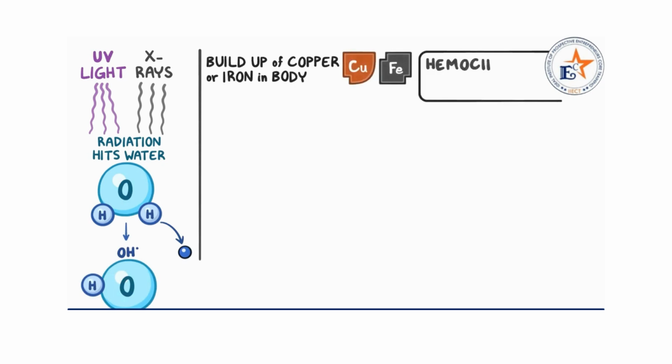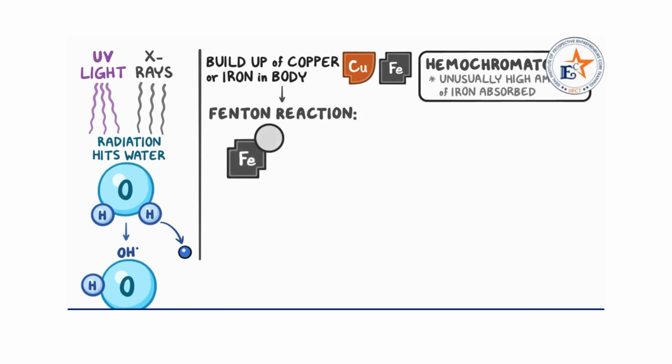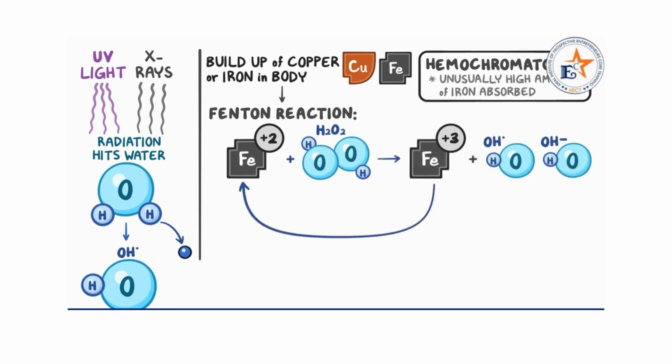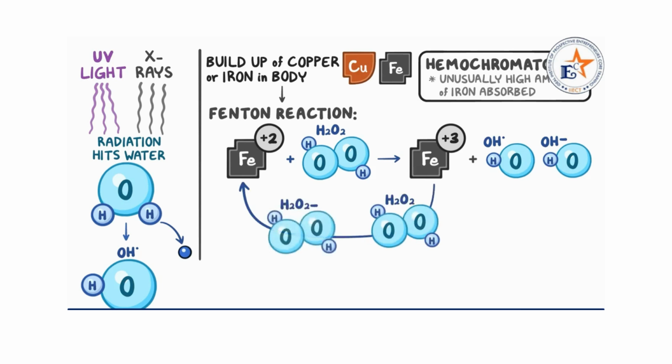For example, hemochromatosis is a condition where unusually high amounts of iron are absorbed. All this extra iron undergoes the Fenton reaction, where molecules of iron 2+ are oxidized by hydrogen peroxide, producing iron 3+ and the hydroxyl radical and hydroxide ion as byproducts. Now iron 3+ can be reduced back to iron 2+ via hydrogen peroxide again, creating a peroxide radical and a proton. And then the cycle repeats, like an endless loop.